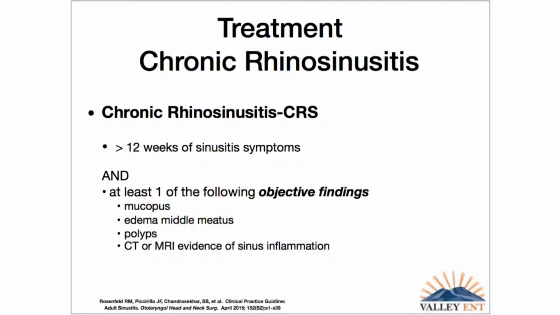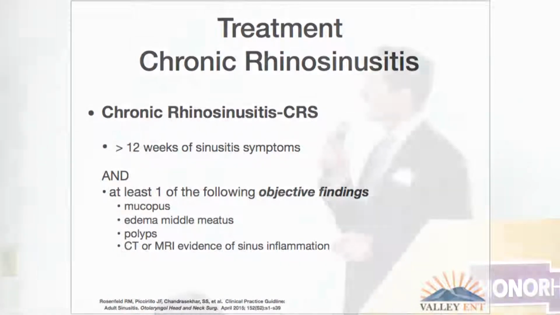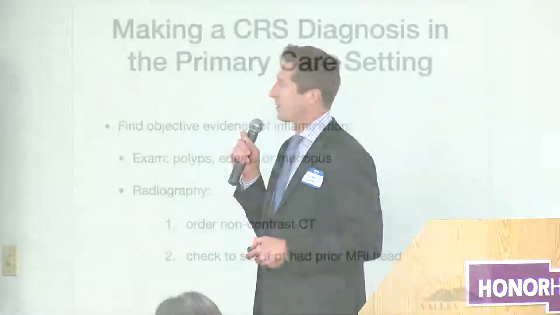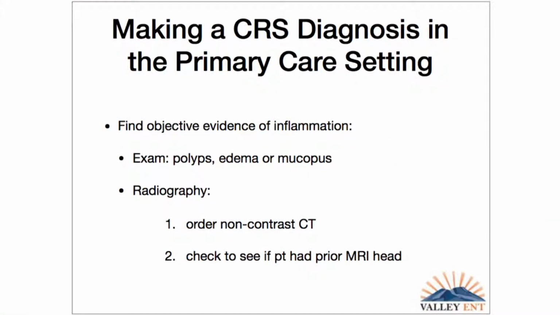Chronic sinusitis. So these are folks with greater than 12 weeks of symptoms. Again, we discussed you can't make the clinical diagnosis based on symptoms alone. You need some type of objective finding, like imaging or, on exam, seeing mucopurulent drainage. Now, how are we going to find that one piece of objective inflammation? On exam, we're looking for polyps in the nose, edema, or mucopus. And on radiography, if you're seeing a patient in your clinic who you think has chronic rhinosinusitis based on their symptoms and you want to prove it with an imaging study, you're going to order a non-contrast CT, okay?